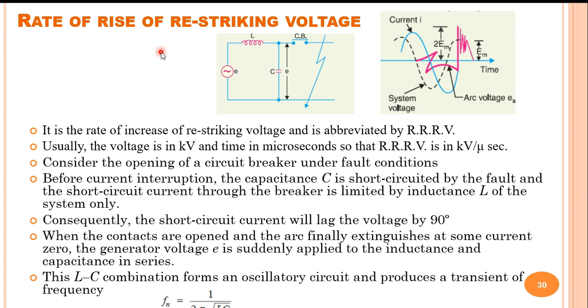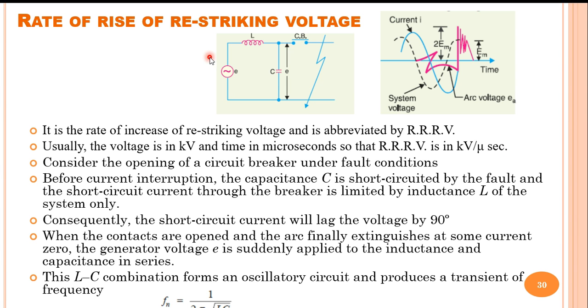One term associated with it is rate of rise of restriking voltage. It is the rate of increase of restriking voltage and it is abbreviated as RRRV. Usually the voltage is in kV and time in microseconds, so the unit is kilovolt per microsecond.